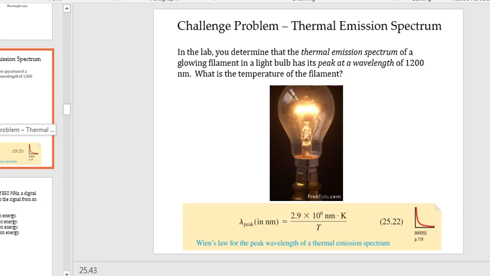Okay, so that's how the temperature of something that's hot, which is also called a black body in your book, works. As it heats up, this tells you what wavelength it actually emits.